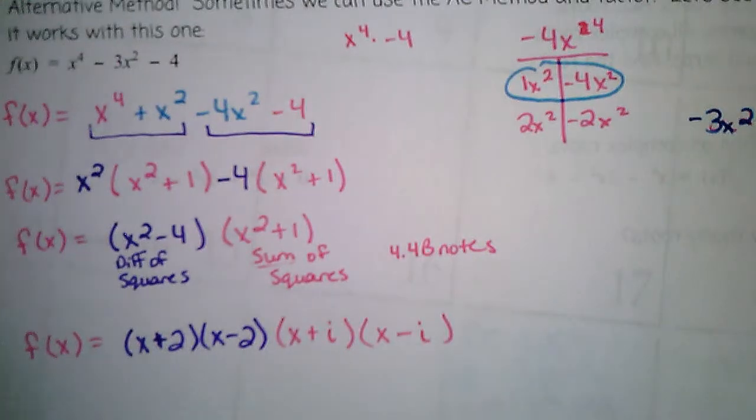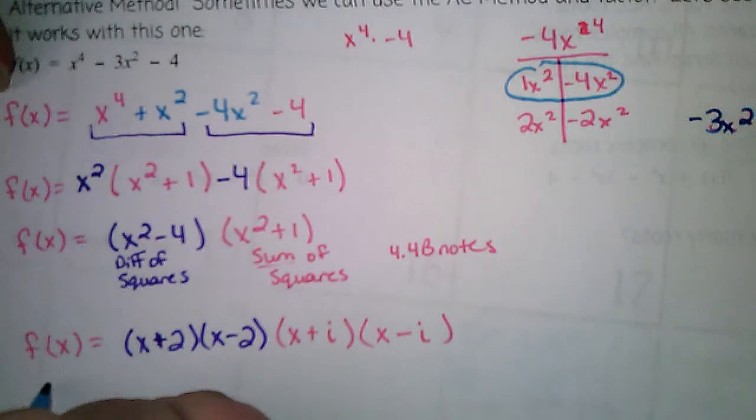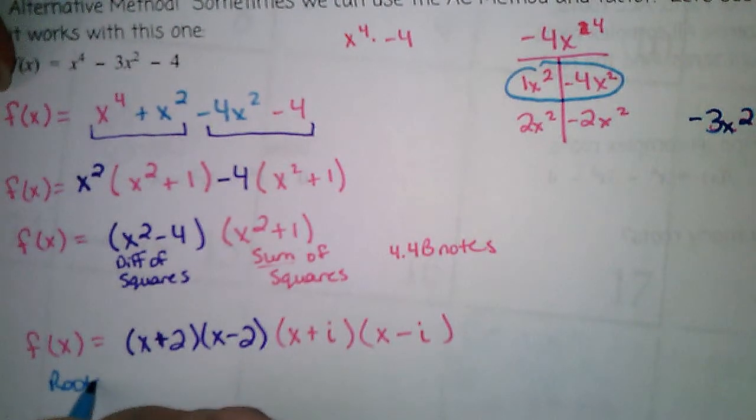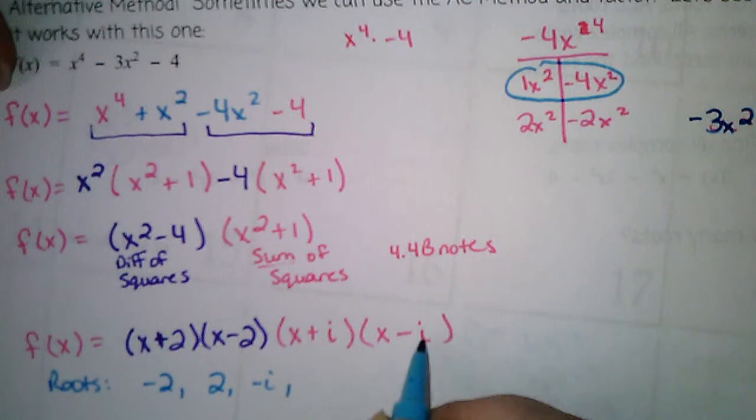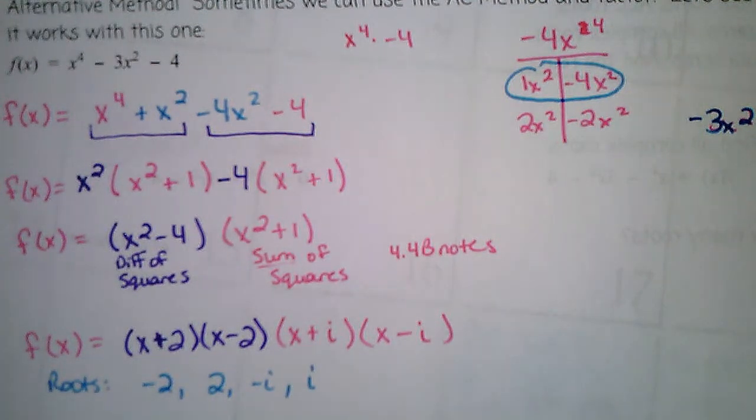So last but not least, what are your roots then? Well, the root here is negative 2. The root here is 2. The root here is negative i, and the root here is positive i. So if you notice, that was quite a bit faster than the list test repeat way. However, it only sometimes works.